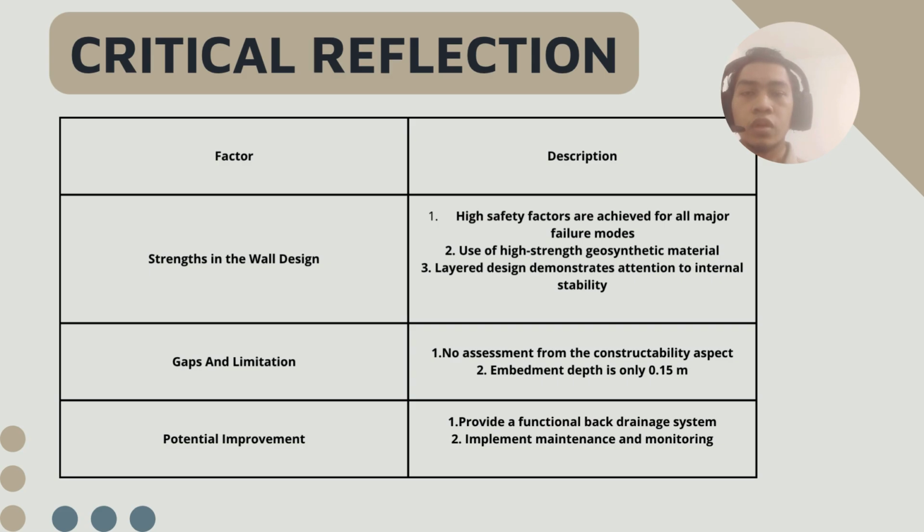So for strength, high safety factors are achieved for all major failure modes. For gaps and limitations, embedment depth is only 0.15 meter, which may not be sufficient for erosion prone or weak subgrades. So for potential improvement, we need to provide a functional back drainage system for the slope.